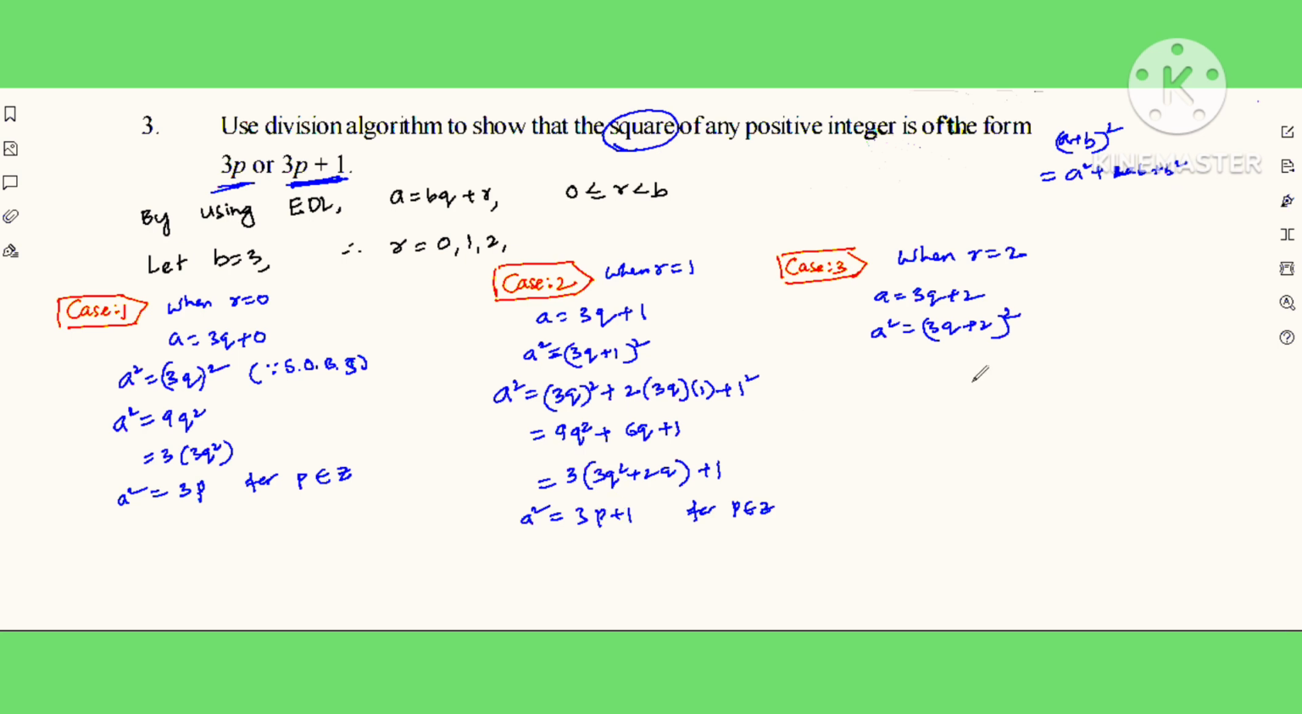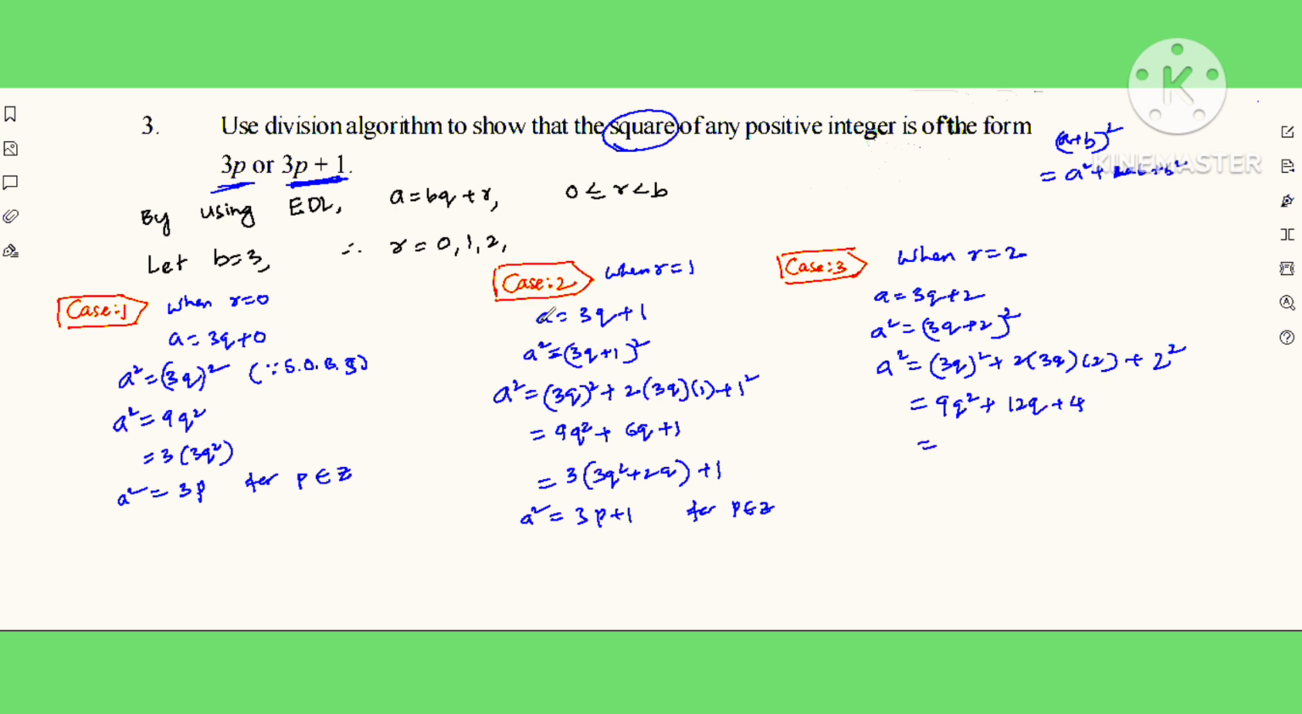And third case, here also A square equal to again (A plus B) whole square, A square plus 2AB, 2AB, 2 into 3Q into 2, plus B square. So we get 9Q square plus 12Q plus 4.